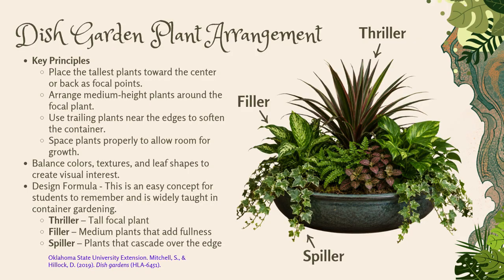Once the plants and container have been selected, they need to be arranged in a way that's both attractive and functional. One of the easiest design methods to remember is called the thriller, filler, and spiller concept. The thriller is the tallest plant and serves as the focal point. The filler plants occupy the middle area and provide fullness throughout the arrangement.